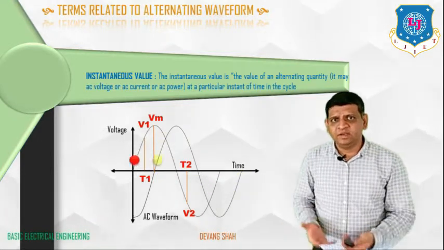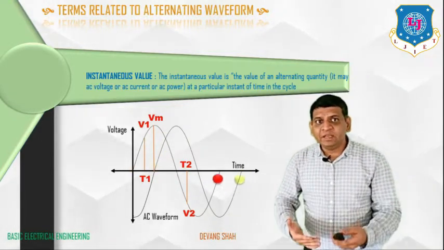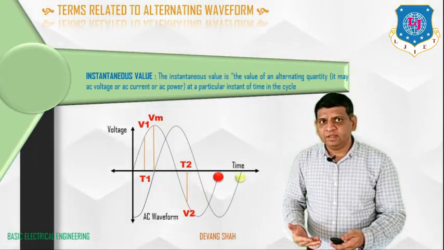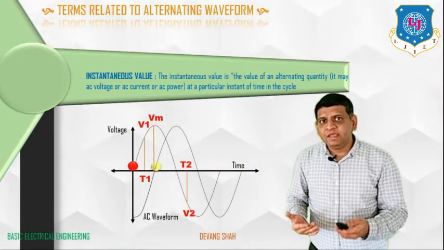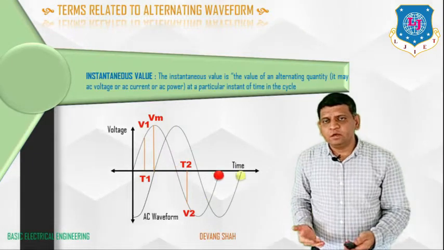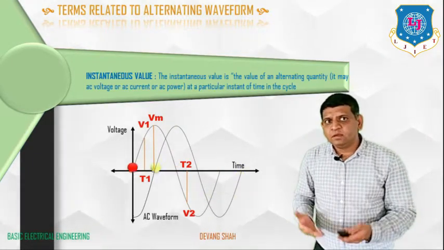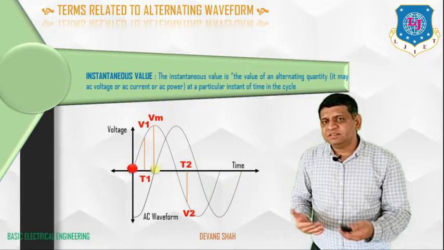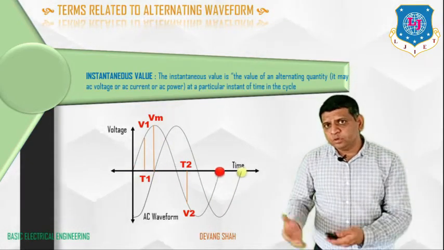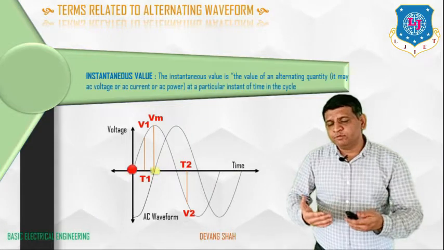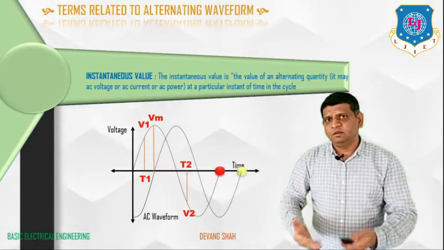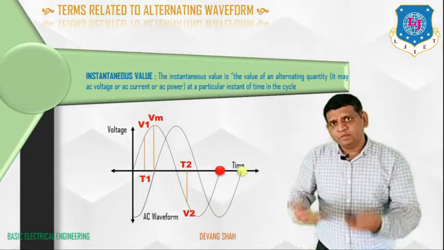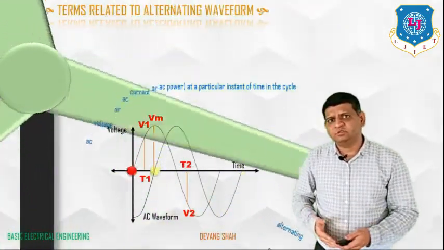Now the instantaneous value is the value you can measure at any point. The instantaneous value is the value of the alternating quantity, be it an AC voltage, current or power, at a particular instant of time in the cycle. If you measure the signal value at a particular instant, in voltage, current or power terms, that is represented as an instantaneous value.